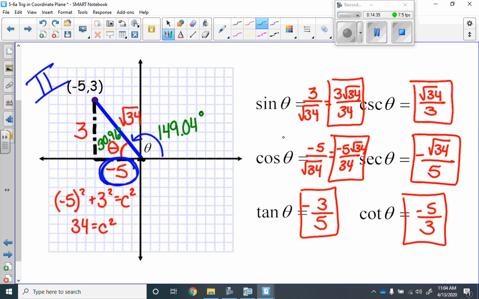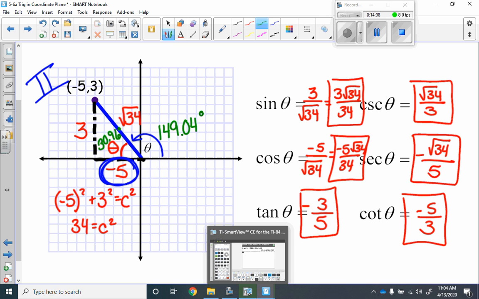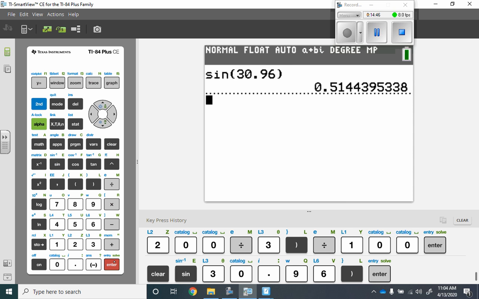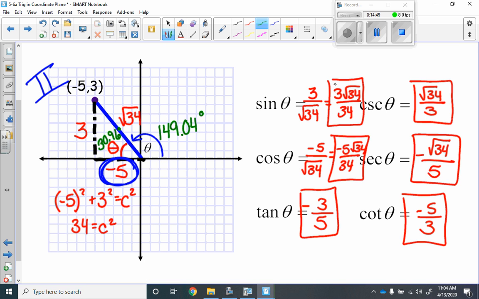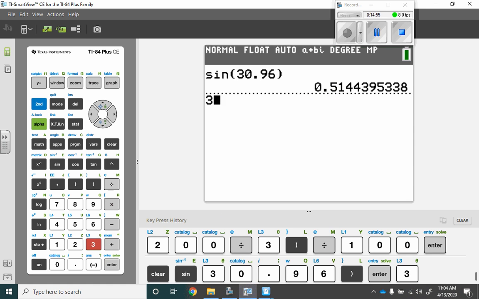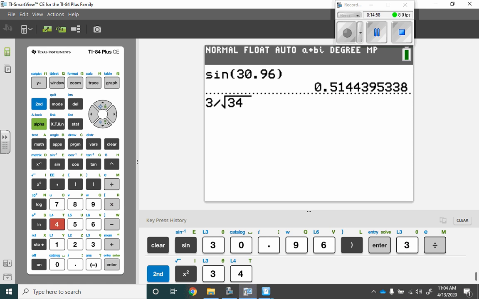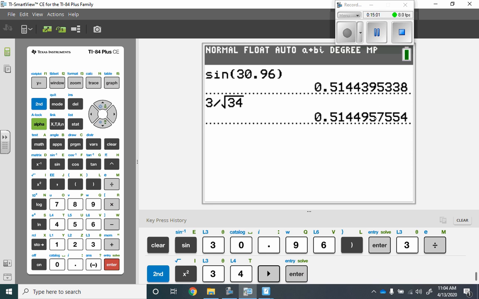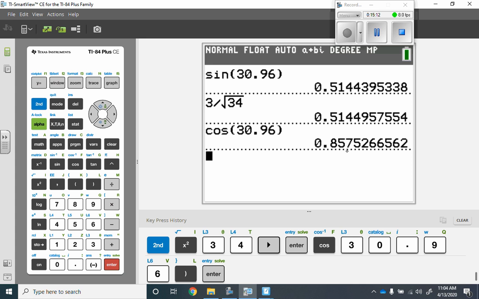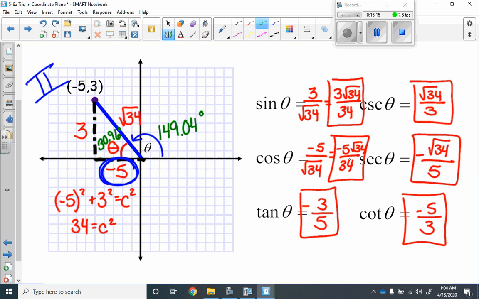If I were to take my calculator here, if I were to take the sine of 30.96 degrees, and I hit enter, now I'm going to get approximately the same thing that we get here. I'll just show you that: 3 divided by the square root of 34. Notice that those are practically the same. They have a little bit of round off error because I rounded that angle up there. But now, what happens if I take the cosine of 30.96 degrees? I get 0.85, and we know that our answer is going to be negative.